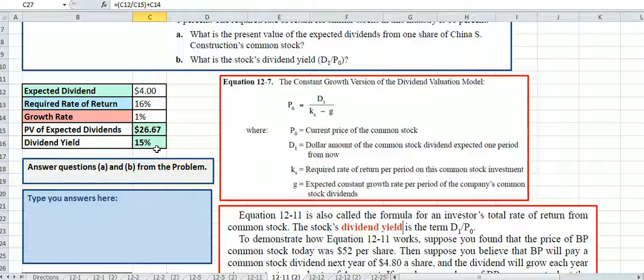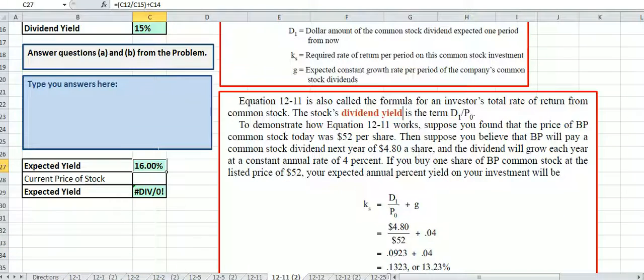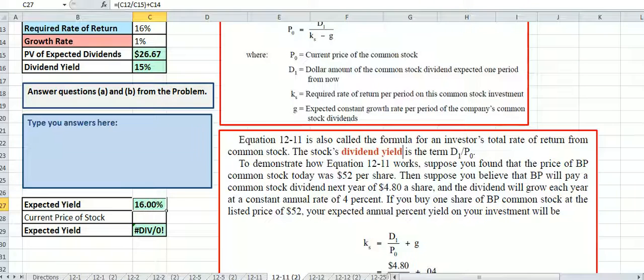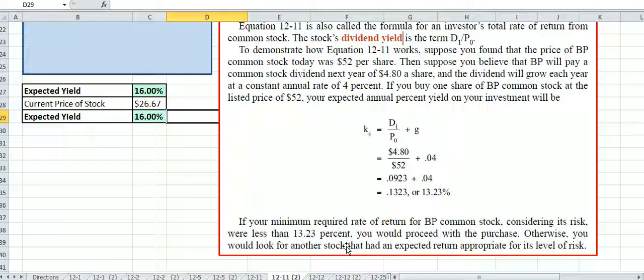Now, why is this really important in terms of making a decision on whether to buy the stock or not? Well, I've got a formula right here that allows us to put in whatever current price we want for the stock. So if we put in the present value that we computed up here, 26.67, then we're going to get an expected yield of 16%, equal to the market.